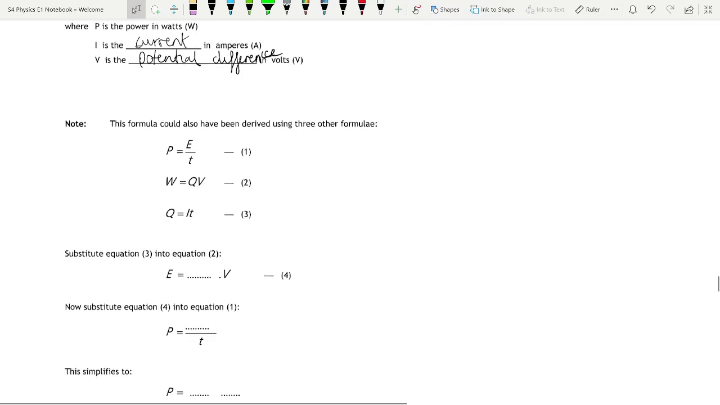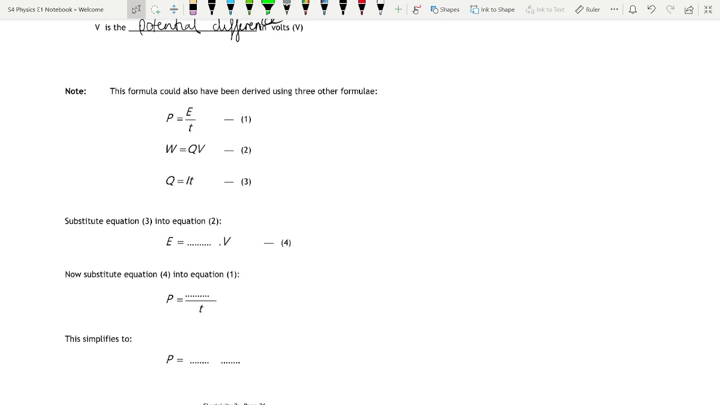So if we substitute equation 3 into equation 2, that means we're replacing the Q in equation 2 with IT, because Q equals IT. So E, that W is energy. So energy equals IT times V.